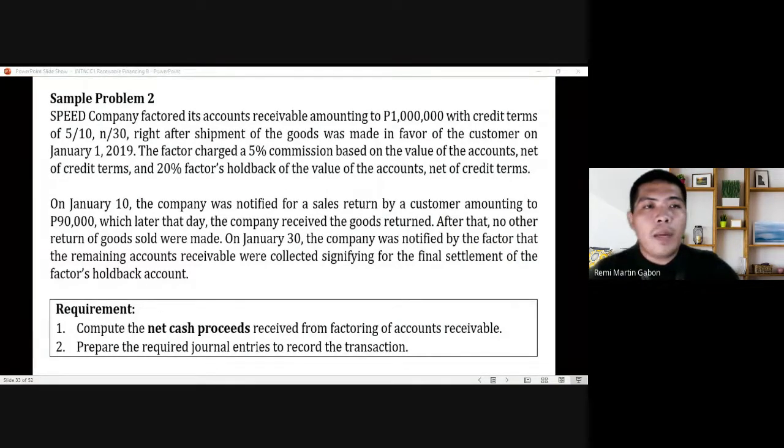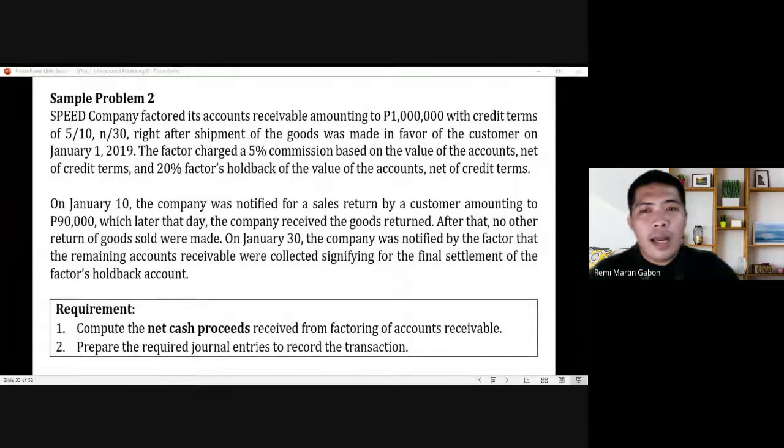So Speed Company factored its accounts receivable amounting to 1 million with credit terms of 5, 10, and 30 right after shipment of the goods was made in favor of the customer on January 1, 2019. Okay? So there is a credit term. What does it mean by this credit term? How do we explain 5 over 10, or what does it mean by 5 over 10 and 30?